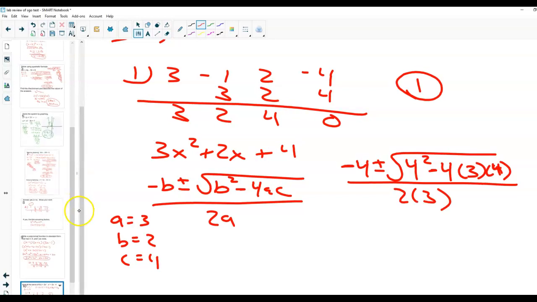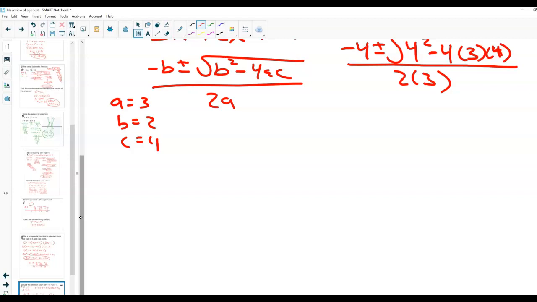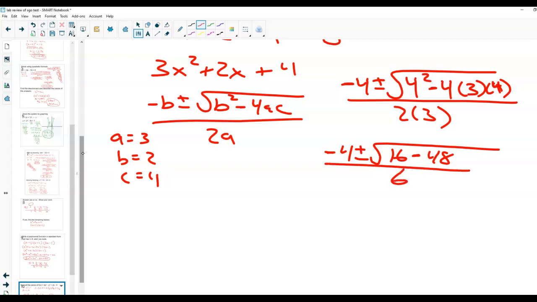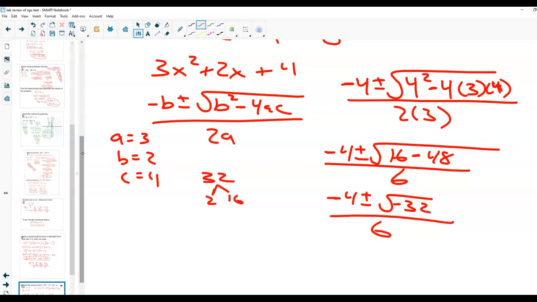So when I go through that, negative 4 plus or minus the square root of 16 minus 48. 4 times 3 times 4 is 48, over 6. So negative 4 plus or minus the square root of negative 32. You do need to simplify the radical. 2 and 16, 2 and 8, 2 and 4, 2 and 2. There are 2's.